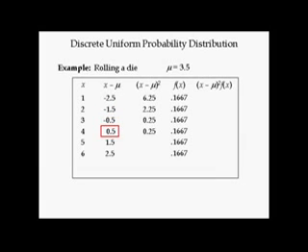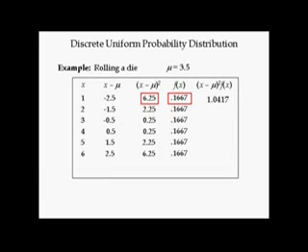The fourth squared deviation from the mean is found by squaring 0.5, which is 0.25. The fifth squared deviation from the mean is found by squaring 1.5, which equals 2.25. The sixth squared deviation from the mean is found by squaring 2.5, which yields 6.25. Next, we calculate the products of the squared deviations from the mean and its corresponding probability.